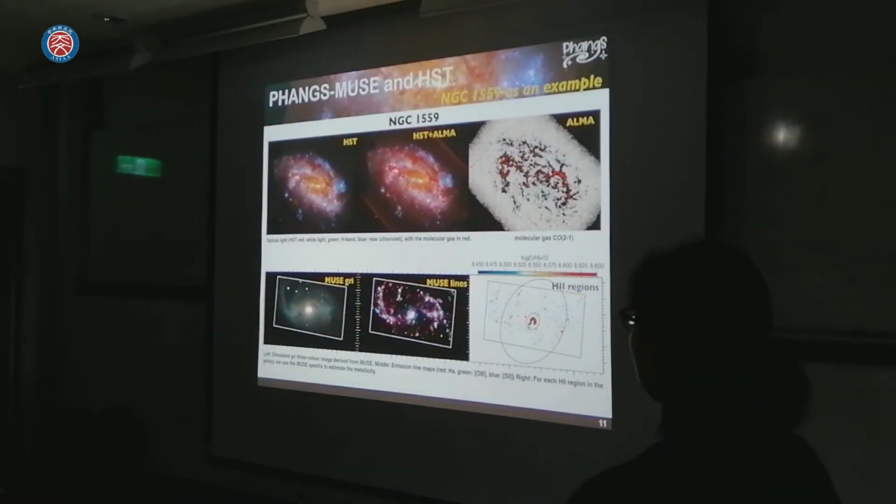And here's another example, the PHANGS HST image of this galaxy NGC 1559, and ALMA's CO map overlaid on the HST in red color. This is the ALMA map of this galaxy. And the MUSE gri composite image, MUSE line maps, and this one is interesting. This is the H2 region map, H2 regions of this galaxy color coded by metallicity of the H2 regions.